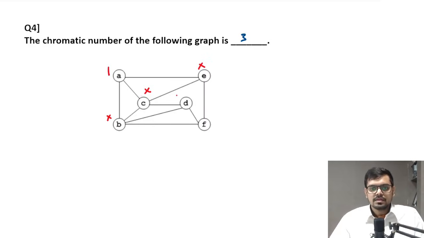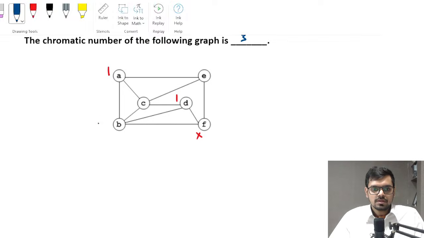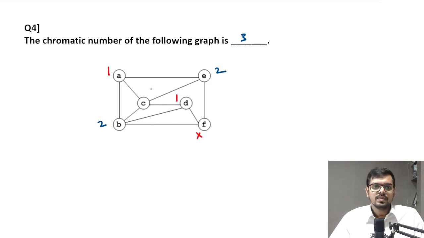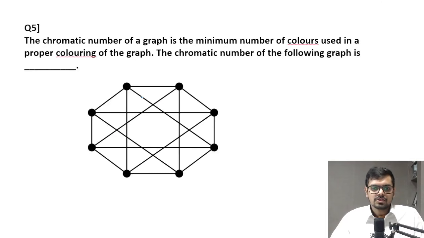So this is 1, and if this is 1, this cannot be 1. Understood? Now you go with the next colors. Suppose this is 2, then this is 2, then finally this is 3. So 3 colors are enough. That is the answer. To the next question, pause the video, try.